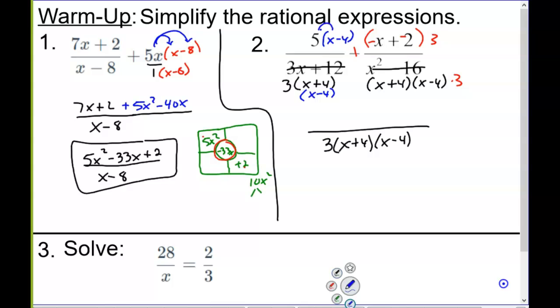Which means I just have to distribute the 5 to the x minus 4. And then I've changed it to adding, so I'm going to distribute the 3 to the negative 3x and the minus 2. And then again, we're just going to combine the terms up top.